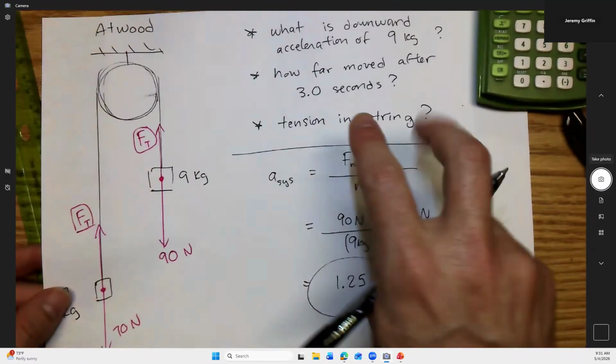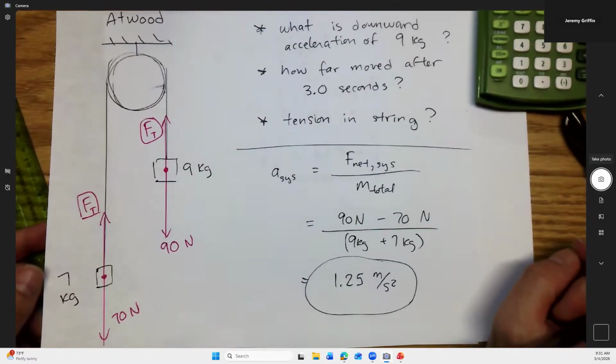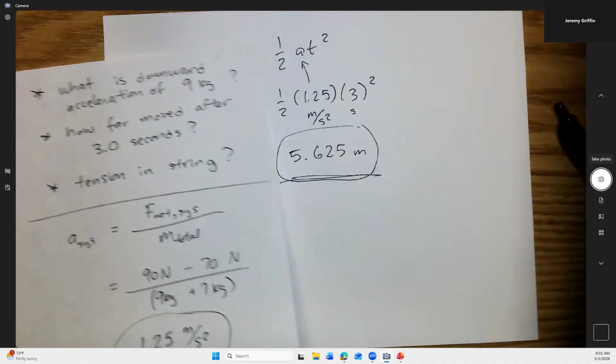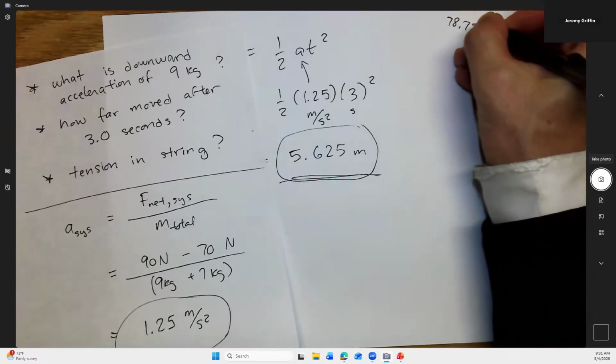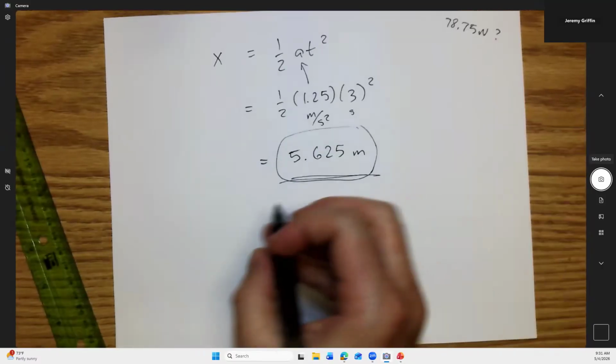And the tension of the string. Did we solve that yet? I have an answer, I don't know if it's right. What did you get? 78.75. I'm going to write that down: 78.75 newtons. We're going to see.